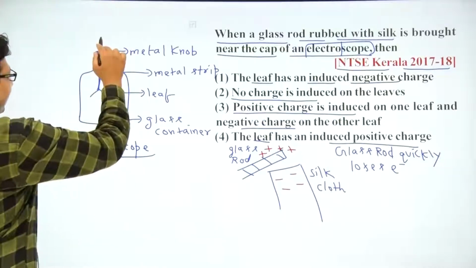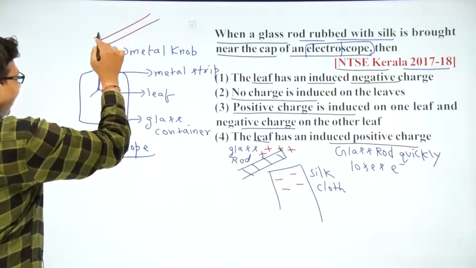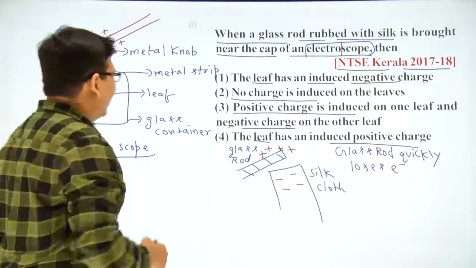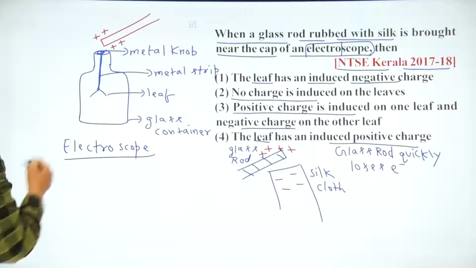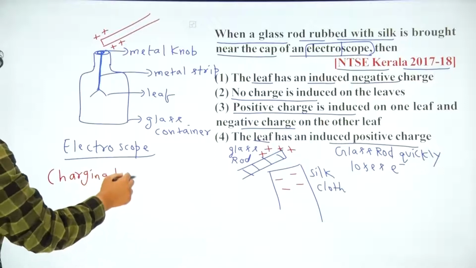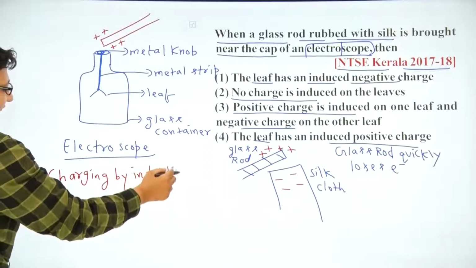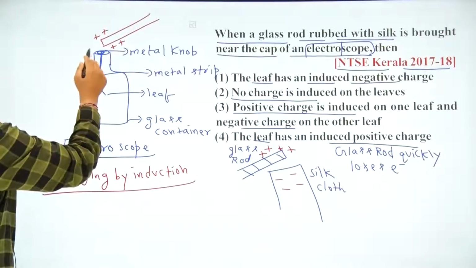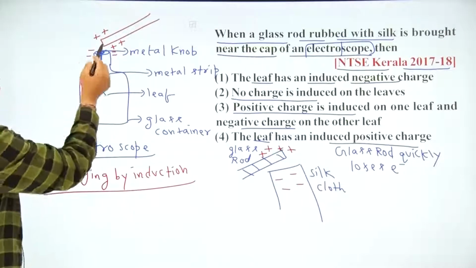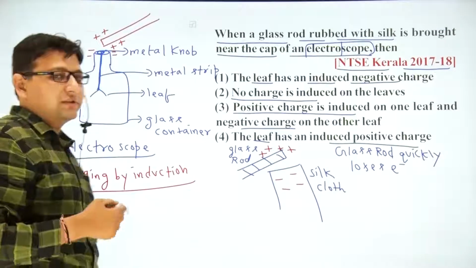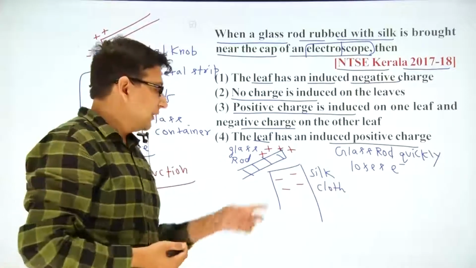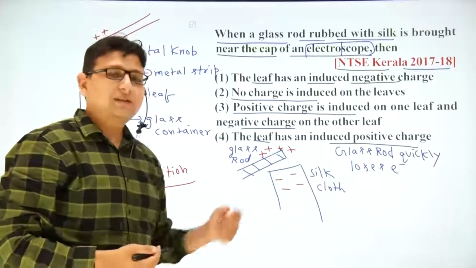Now this glass rod, which contains positive charges, we are bringing close to this metallic knob. Because of charging by induction, the knob is getting minus charge. Here it is not important that equal plus will induce equal minus. Why? Because these two are different parts of the system, but this is a part of the same system. Whatever loss of electrons there is, the same is the gain of electrons.